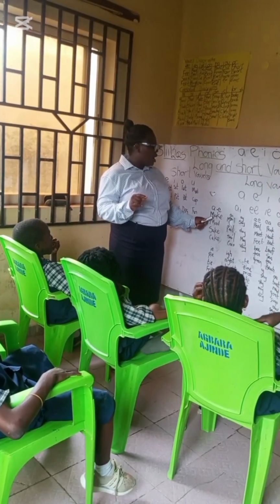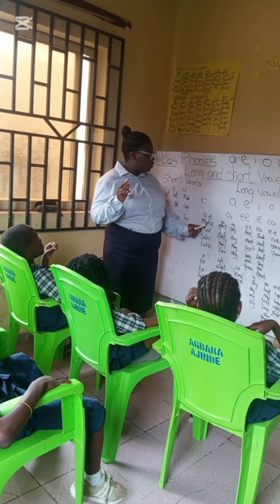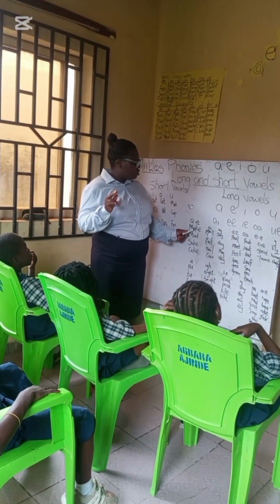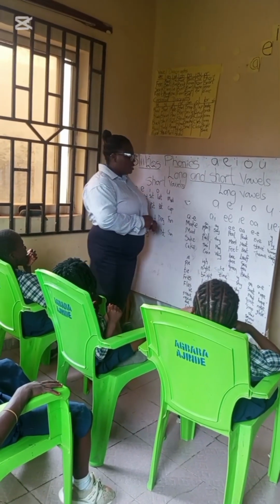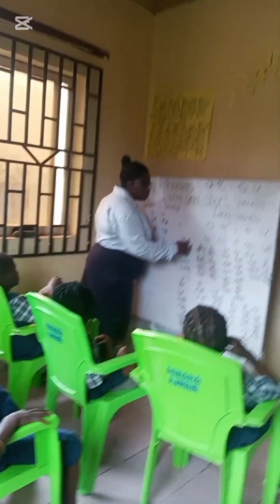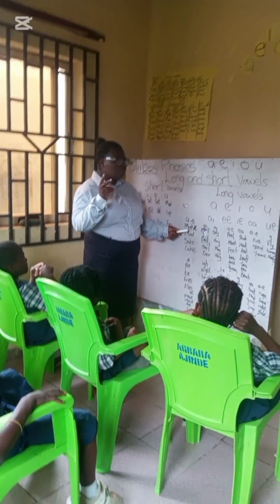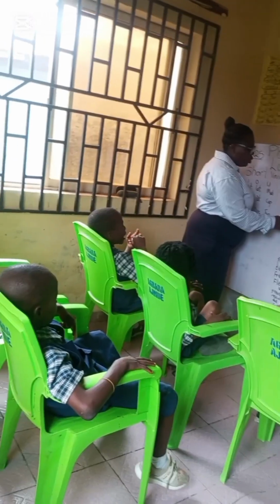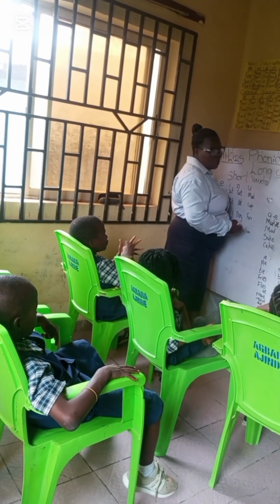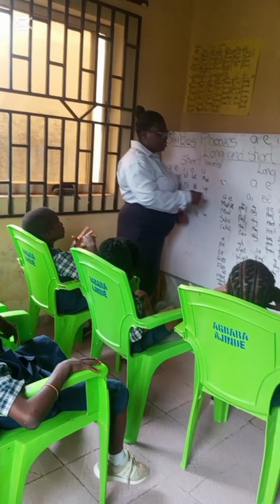In most cases when you have two vowels in a word, the first vowel will always take the long vowel sound, while the second vowel is silent. In any word where you see two vowels, in most cases, the first vowel is your long vowel, while the second vowel is silent.